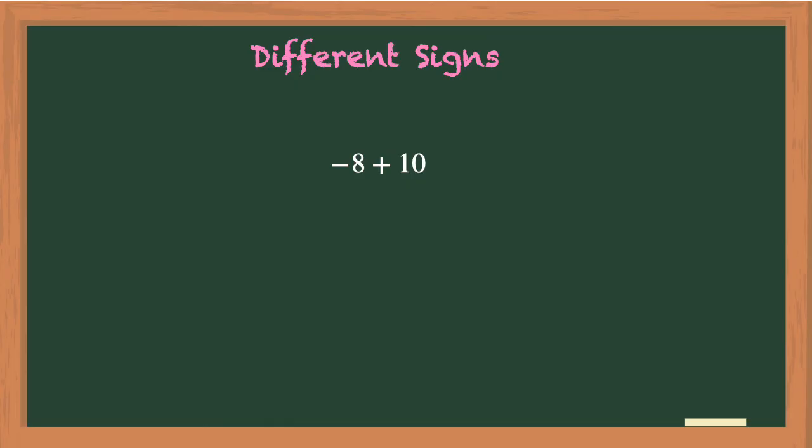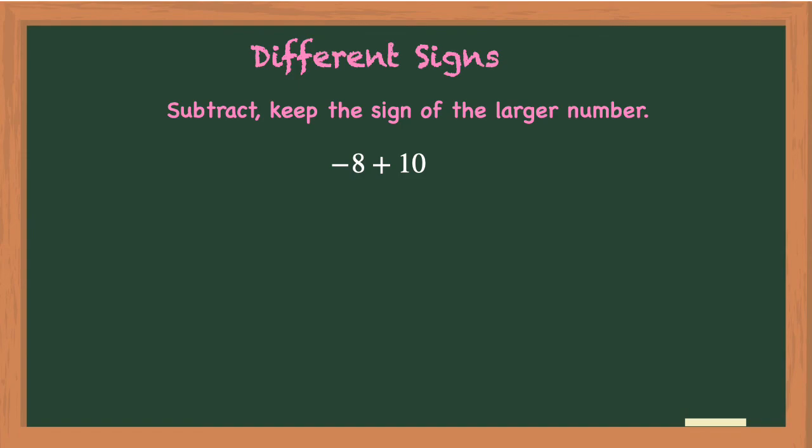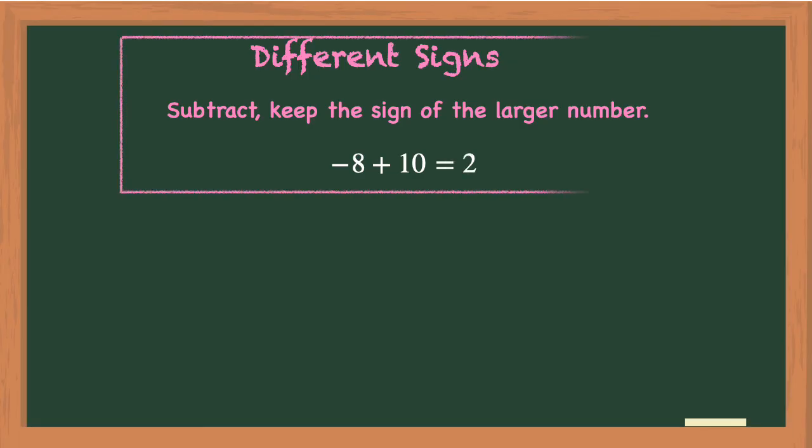Now we have the expression negative 8 plus positive 10. Since each integer has a different sign, we will need to subtract them first and then determine if our answer will be positive or negative by looking at the larger number. So 10 minus 8 is 2, and since positive 10 is the larger number, the sum will be positive 2.